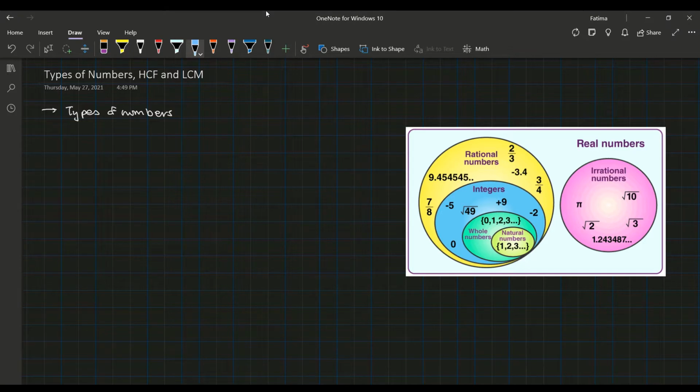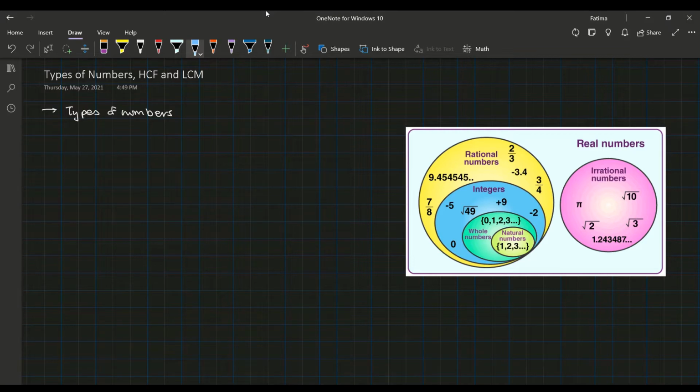Today I'll be covering types of numbers, HCF and LCM from the numbers chapter of IGCSE Mathematics, subject code 0580. So first off, we will be covering the types of numbers. On the right hand side is an image that will summarize everything we'll be covering under this subheading.